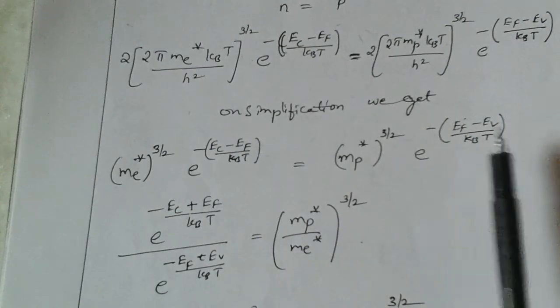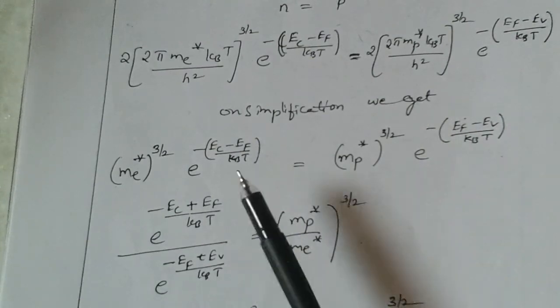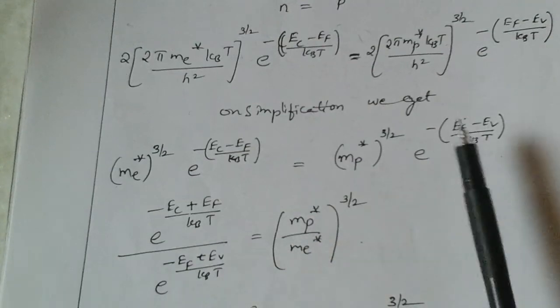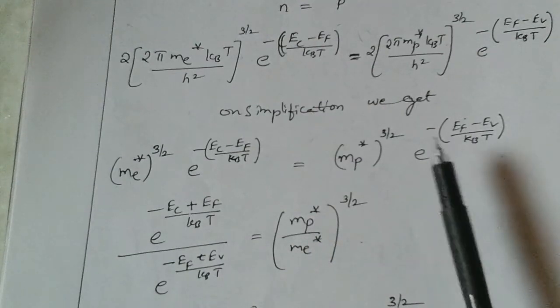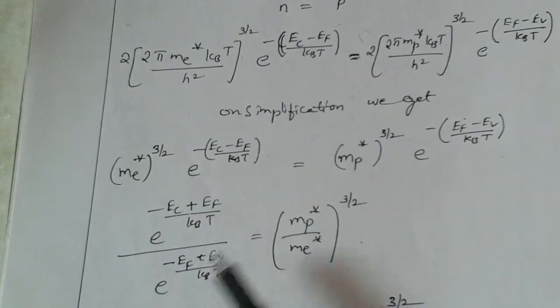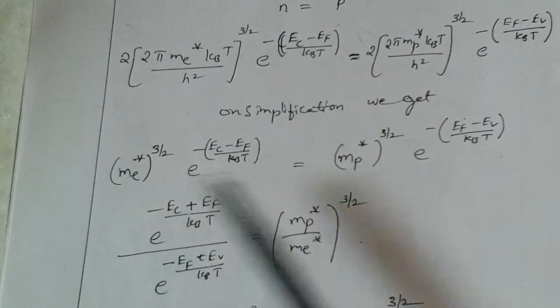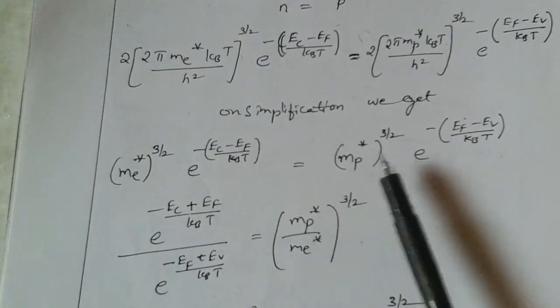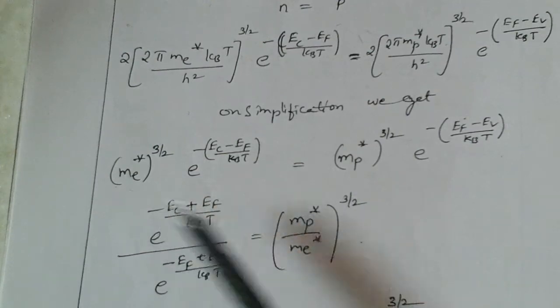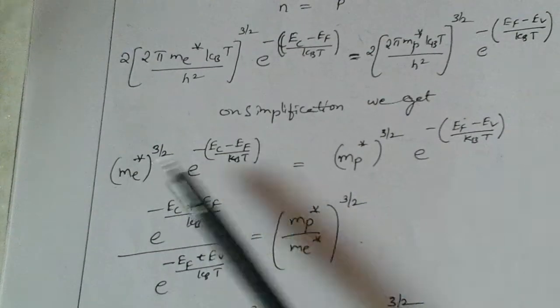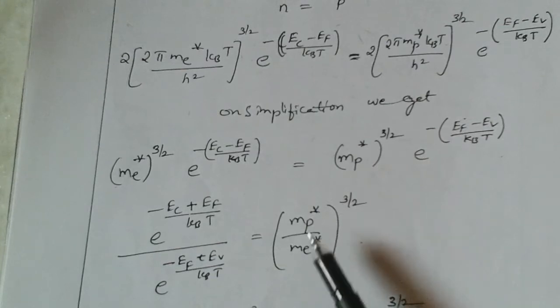This value is brought here as the denominator of this sum. So e to the power of minus (EF minus EV) by kBT is written here. This value we are bringing to this side now. So (MP star) as it is, whole power 3 by 2, and this ME star value here is also having 3 by 2. That's why we get (MP star by ME star) whole power 3 by 2.